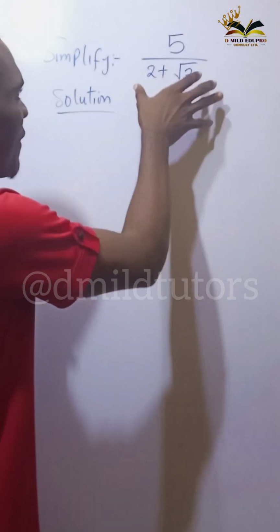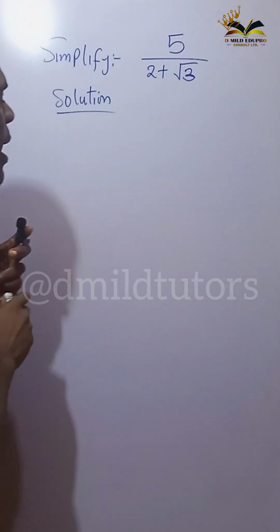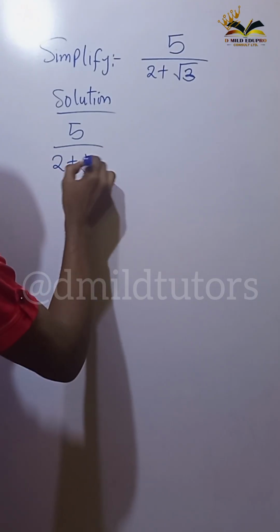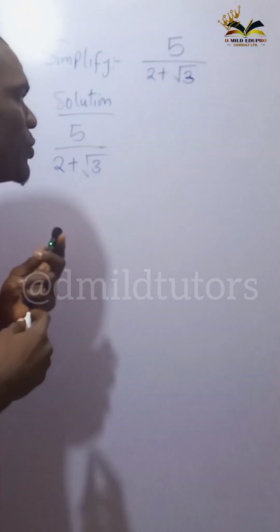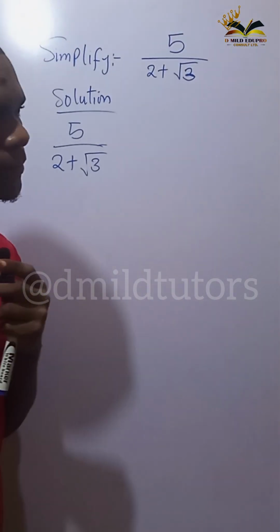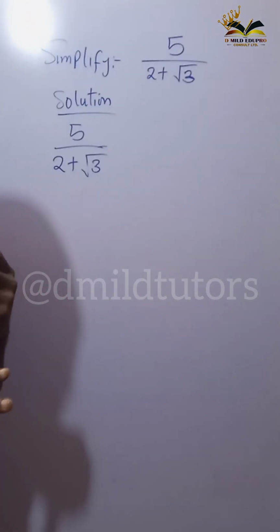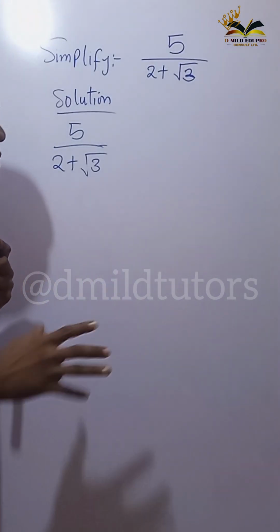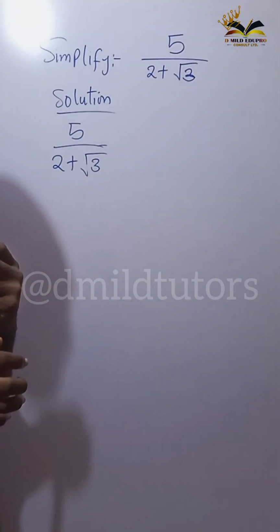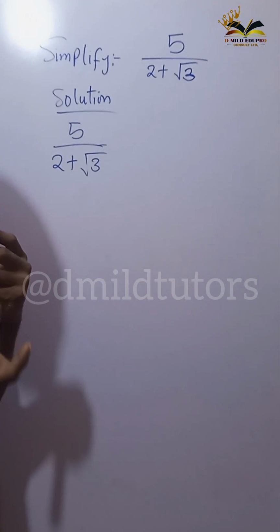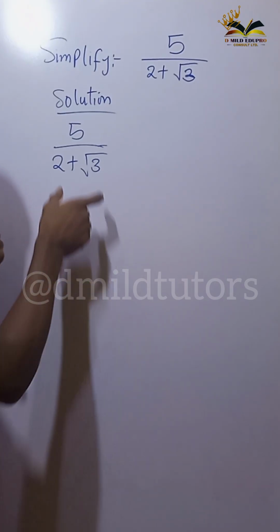Now, if you are faced with this surd problem and you have this question, what you need to do is simple. You have to rationalize it. And how are you going to rationalize this? You're going to rationalize this using the conjugate of the denominator. What does that mean? It means using the inverse of the denominator.